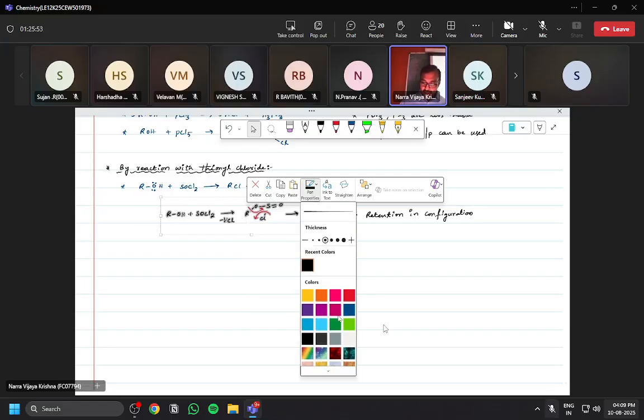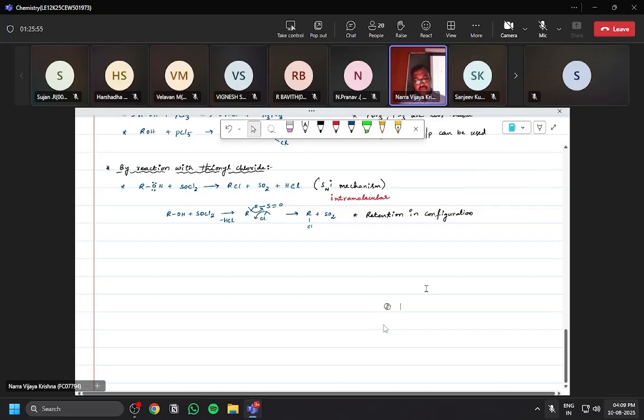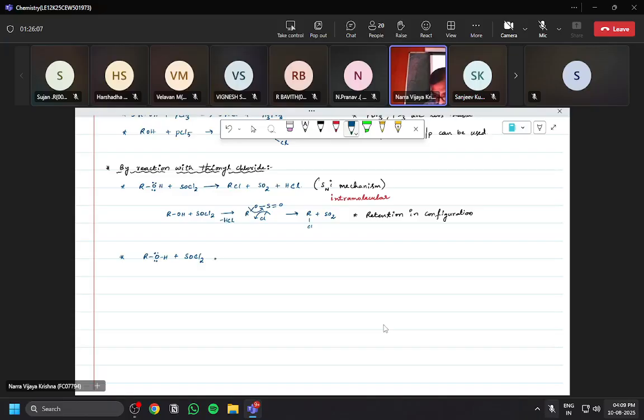Now, instead of SOCl2 alone, I am taking SOCl2 in presence of pyridine, a base. Same alcohol I am taking, plus SOCl2 in presence of pyridine. Now, sir, what happened? Now the reaction will proceed via SN2 mechanism. Again, the product remains the same: RCl plus SO2.